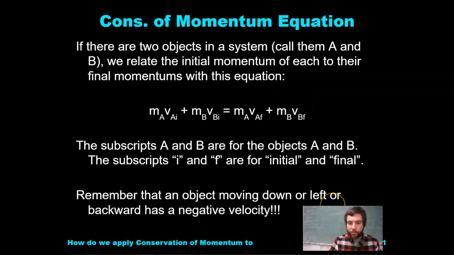Remember that an object moving down or left or backward has a negative velocity. That's going to be the thing that's going to trip you up. You're going to forget about the negative. If you're not careful about sketching out the situation, if you're given a word problem without diagrams or anything like that, just draw a quick sketch. What exactly is happening? If it's a ball going into a tennis racket, then you know that ball has to go backwards, right? So there has to be a negative momentum.